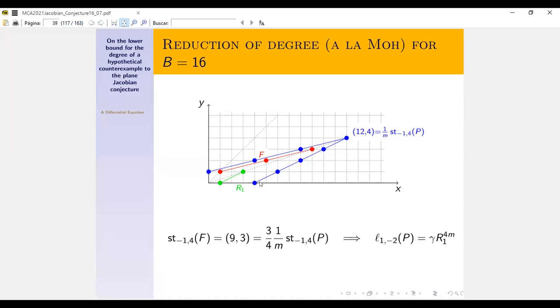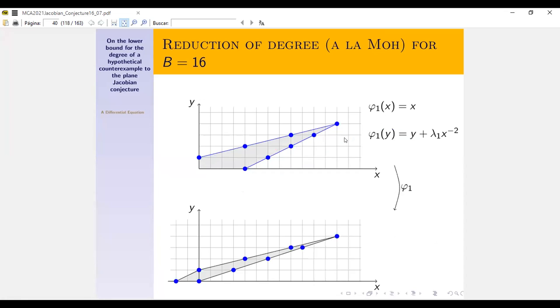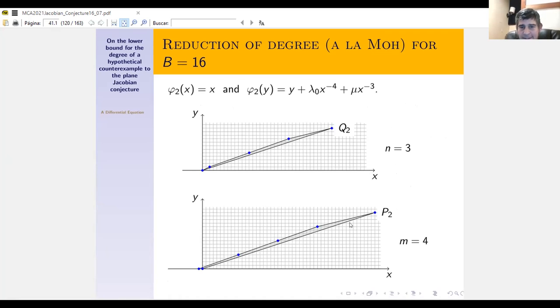And so we can apply a transformation psi in order to eliminate this edge. So only the upper corner will remain. When we do this, we apply this psi one, which is j plus some lambda one times x to the minus two. This eliminates this edge, and we obtain this form for the support. And then we also can see that this upper polynomial is a cube of a smaller polynomial, and we apply this transformation again, and we obtain this.